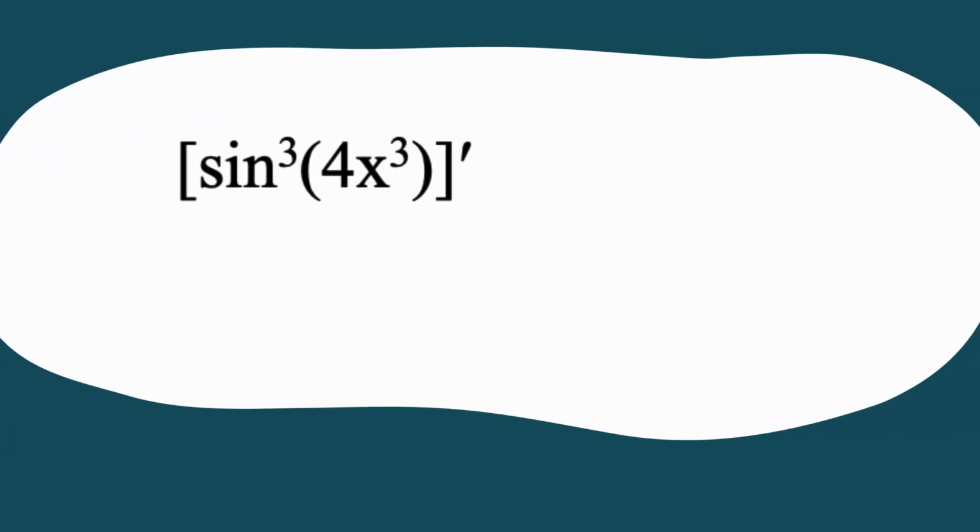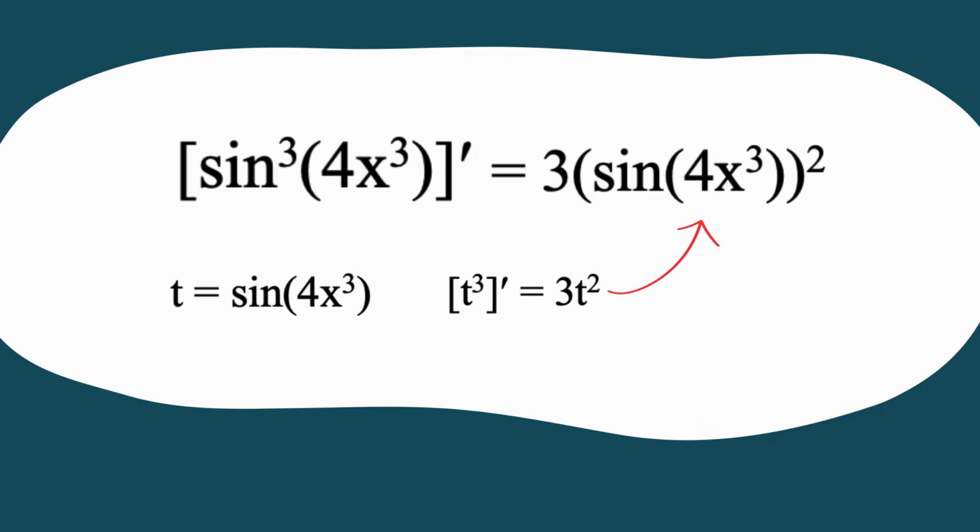If it's easier for you to visualize, you can even use the method of substitution. So you're substituting the entire sine function with t. And now you know that you need to calculate the derivative of t to the third power, which is just 3 times t to the second power. By replacing t with the original function, we get 3 times sine of 4x to the third power, and all of that squared.